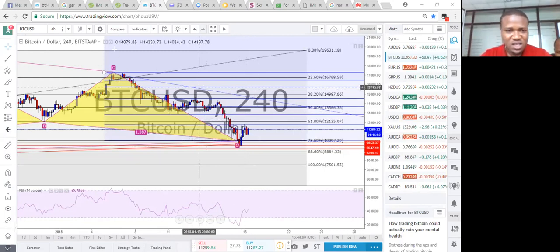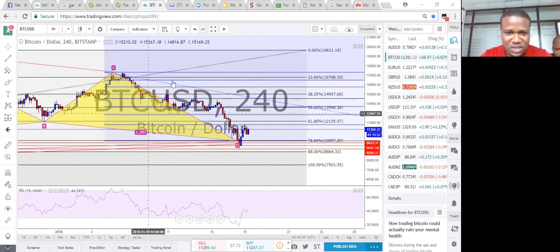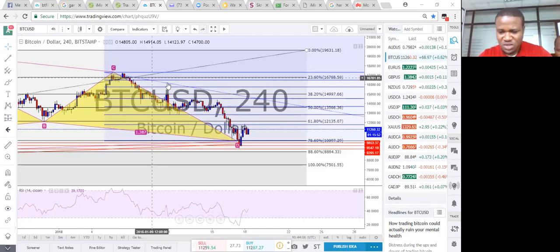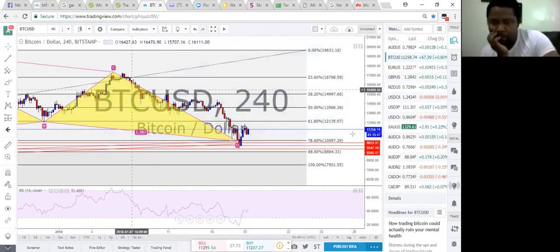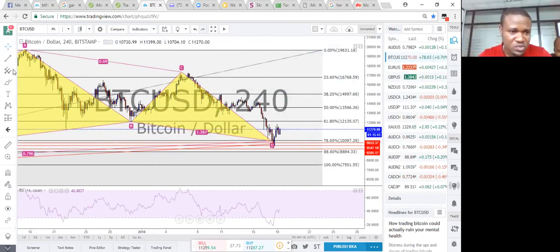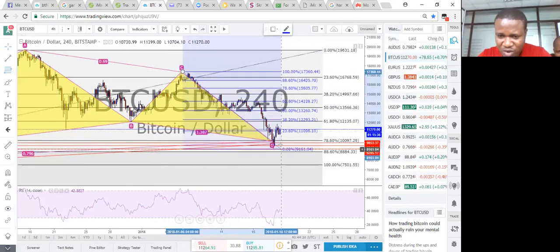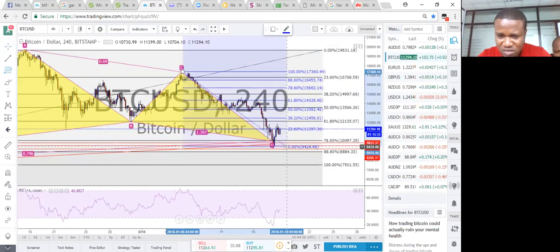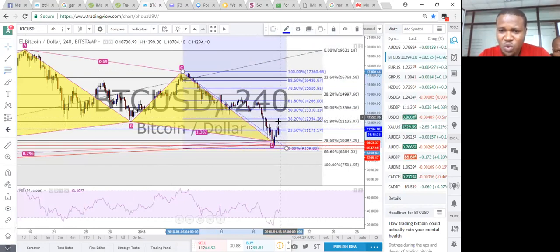At least if you look at this swing from up to down here, let me just get it out. Good. Now if you look at this swing movement from C to D, this is now our D, where it actually took off from. We have not gotten to the iconic 38.2, which is the take profit 1 zone.